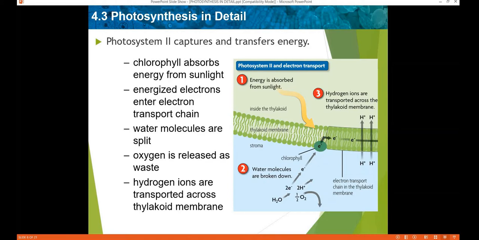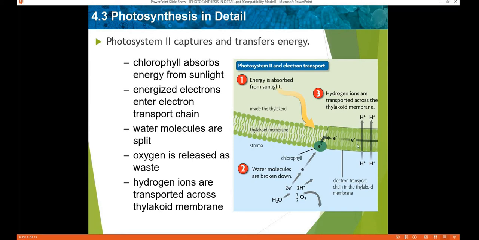Now in step 3, the hydrogen ions are transported. Electrons move from protein to protein in the electron transport chain. Their energy is used to pump the hydrogen ions from outside to inside the thylakoid against a concentration gradient. And the hydrogen ions build up inside the thylakoid, and electrons move on to photosystem 1.